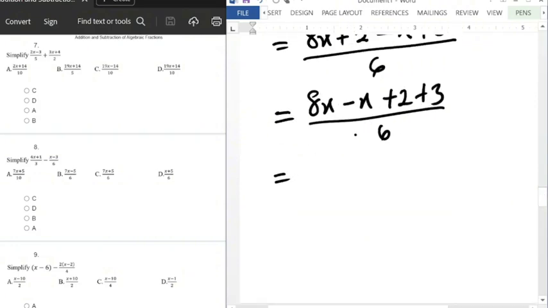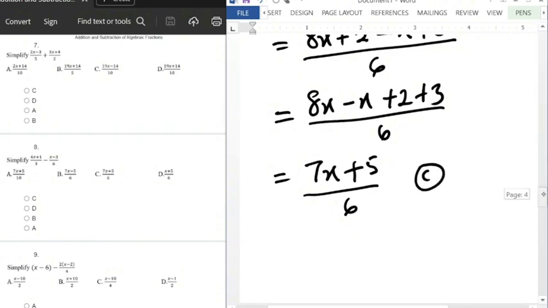So 8x minus x gives us 7x. 2 plus 3 gives us 5, divided by 6. So that is that. 7x plus 5 divided by 6. That is option C. Then we move to the next question, question number 9.